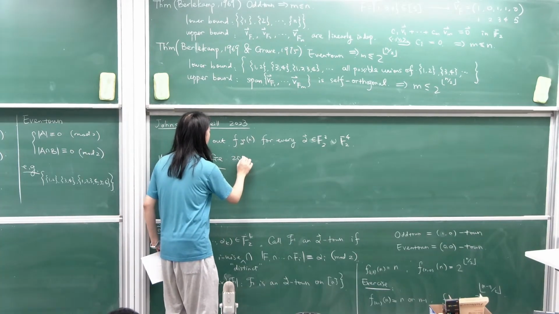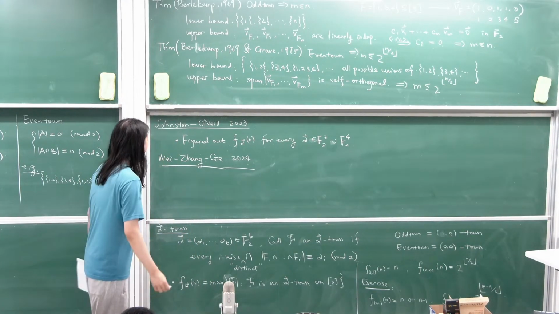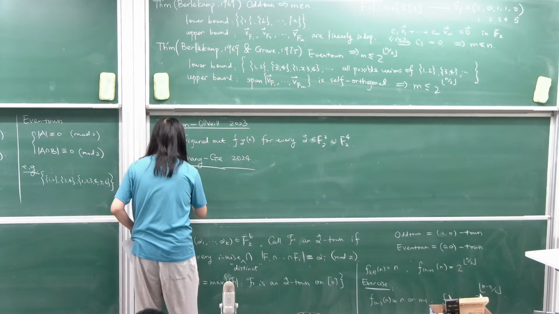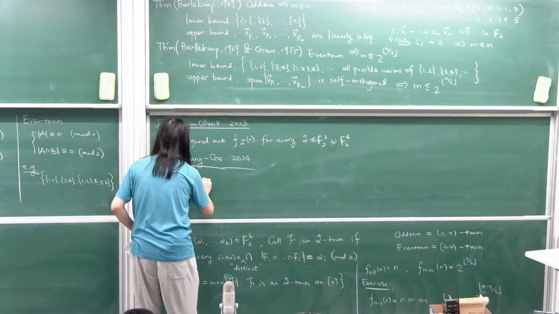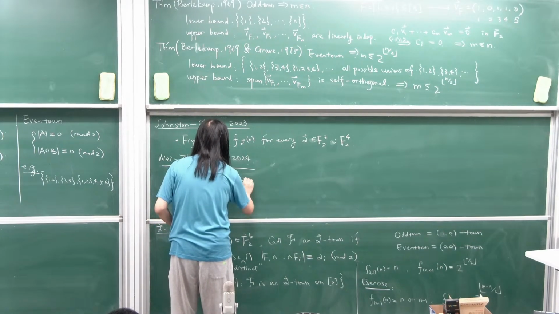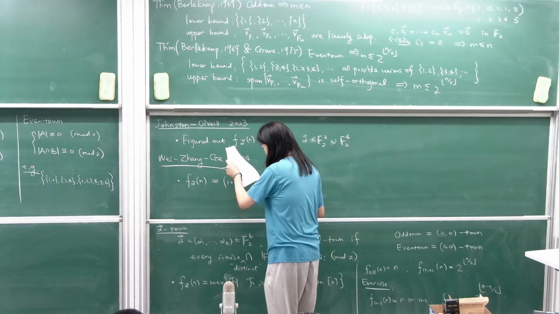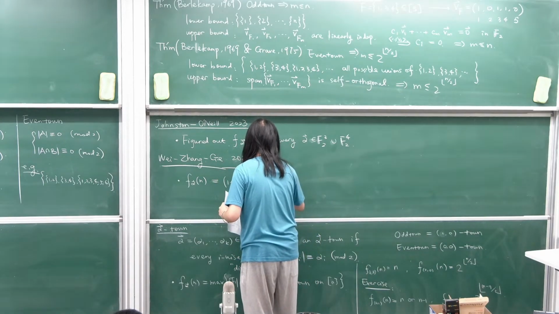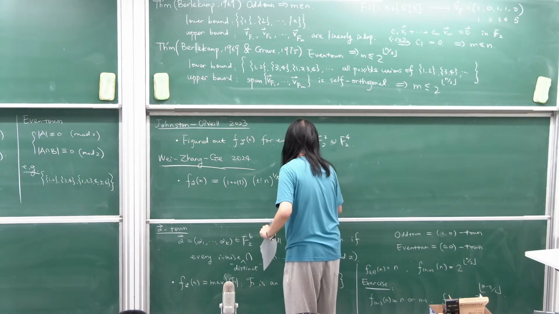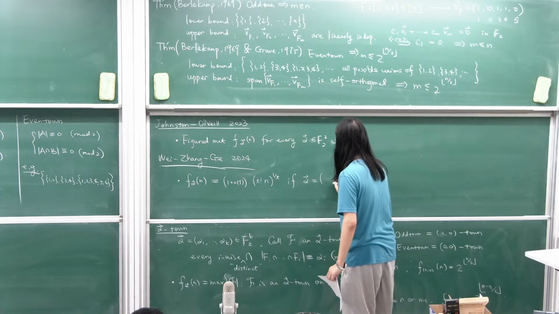And later, their results were partially improved by Wei and Xin, in the sense that they proved this f_alpha(n) is basically this one times, for special alpha, but it's not that special.